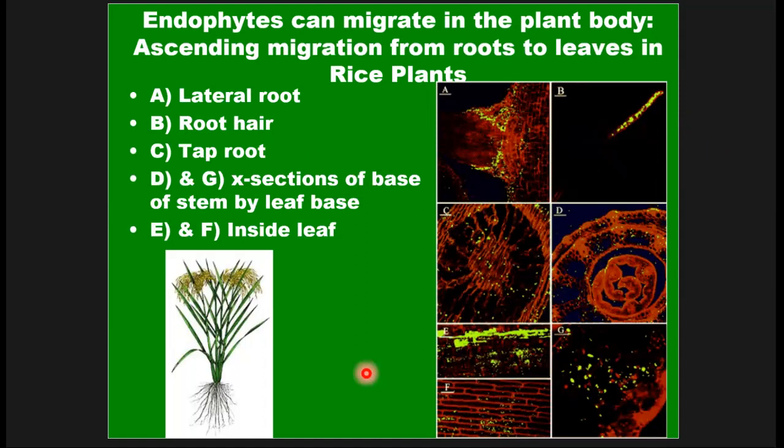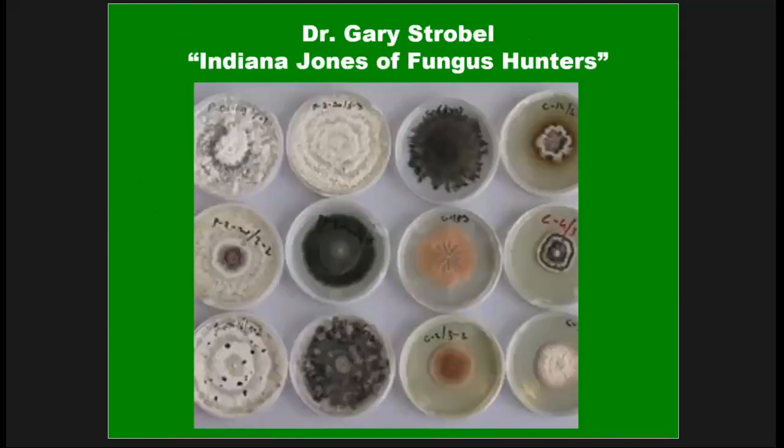Most endophytes are coming from the soil environment. Sometimes they come from the air and they float onto the leaf surface and can get through the stomata as well. But it seems like most are coming from the soil environment. But once they're in the root, they can then migrate through the plant body. They don't have to stay put just in the root tissue.